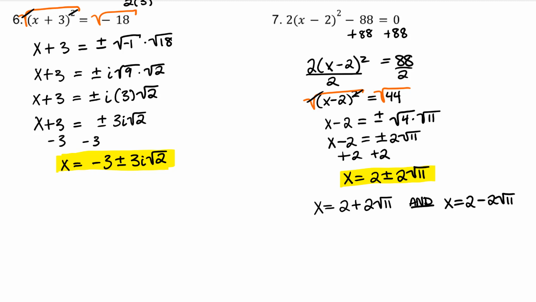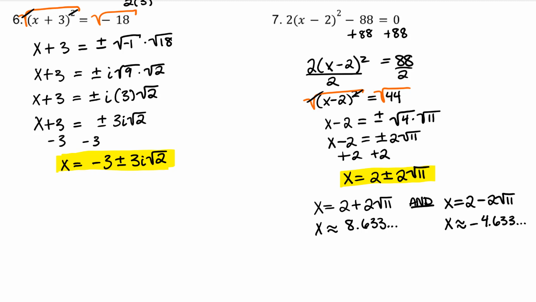Remember, that's 2 different answers, and even though the form may look complicated with a root or a plus or minus sign, this is the most precise, accurate answer. You could also find a decimal approximation of these answers, but that would be an approximation, not the most accurate form. If you plugged in 2 plus 2 root 11 into a calculator, you would get 8.633, and so on. And if you plugged in 2 minus 2 root 11, you would get negative 4.633, and so on.